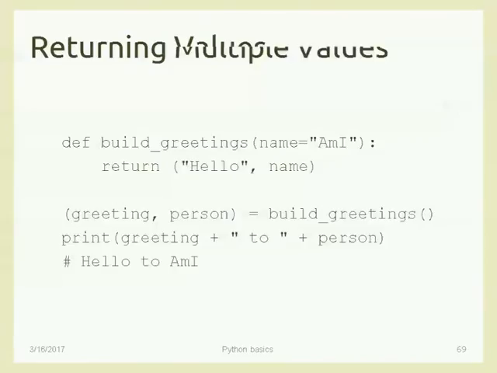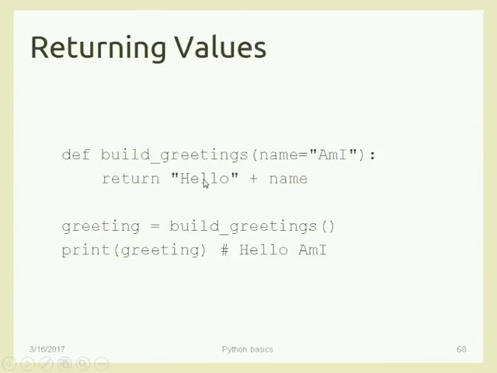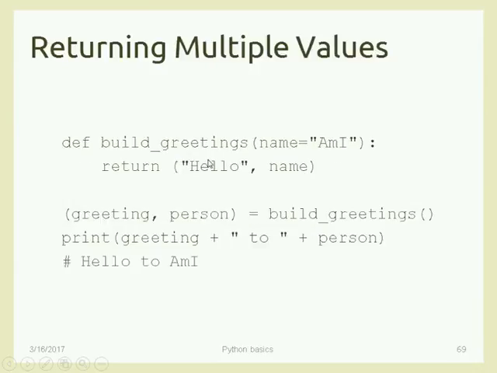And a function can also return multiple values with tuples. In this case, before, we returned a string that is hello concatenated with a name, another variable. So in this case, we return hello AmI. Here, we don't return a string. We return a tuple with two strings. The first one is hello, and the second one is name.